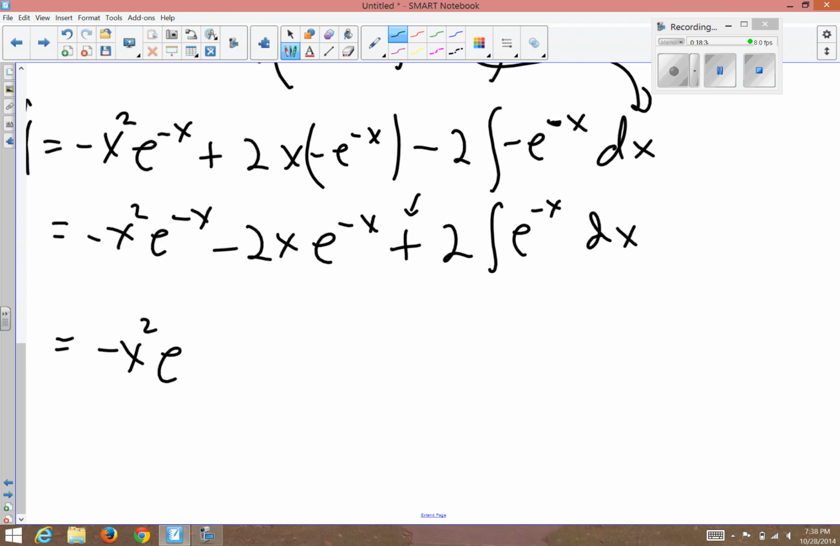Negative x squared e to the negative x. Negative 2x e to the negative x. The integral of e to the negative x dx is negative e to the negative x.